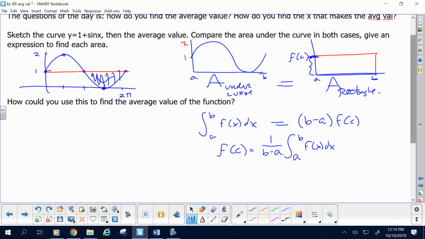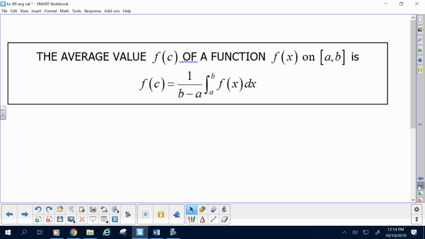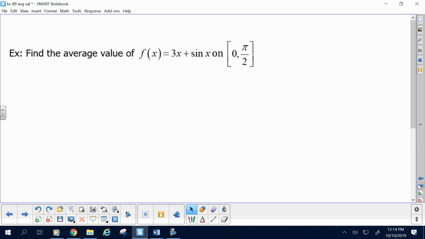So it really represents the area under the curve divided by the width of the curve, gives you that height of the rectangle that matches. That's where the idea of average value comes from. That's where the formula comes from. You should be able to use it to find the average value of a function.